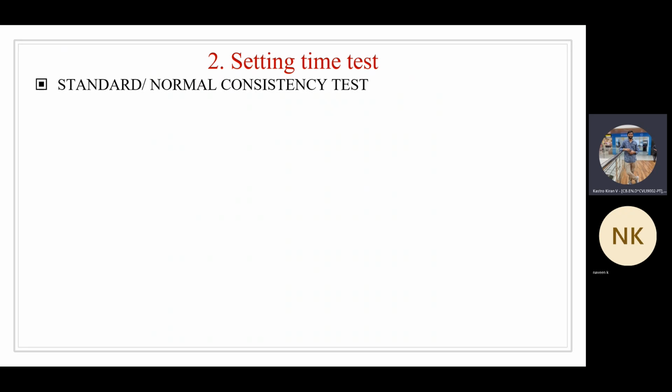Now again, in setting time, we have two different types of setting times. One is called initial setting time, and the second one is called final setting time. I'll talk about that in some time. But first, let us focus on how to do the standard consistency test of cement. But what is this consistency?